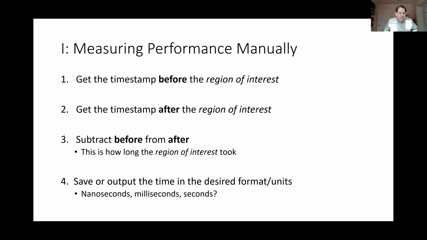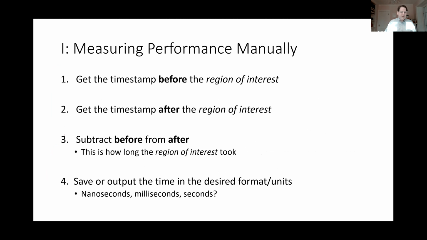Okay, so let's start with the first one of those techniques, measuring performance manually. So the way you do this is you get a timestamp. There are multiple functions, but I'm going to show you a good one to call, that allows you to get the current time. Every computer system, all computers and all cell phones, has a clock in it. So we can ask, what's the time right now?